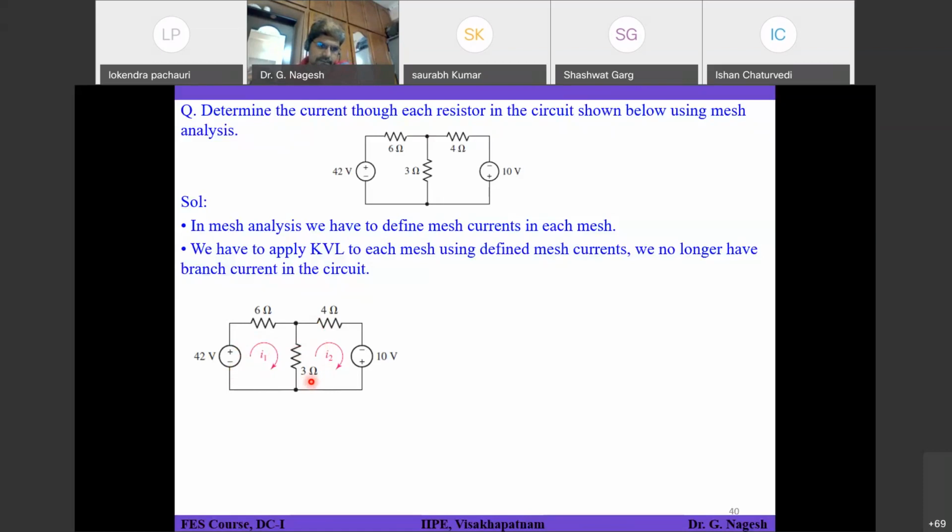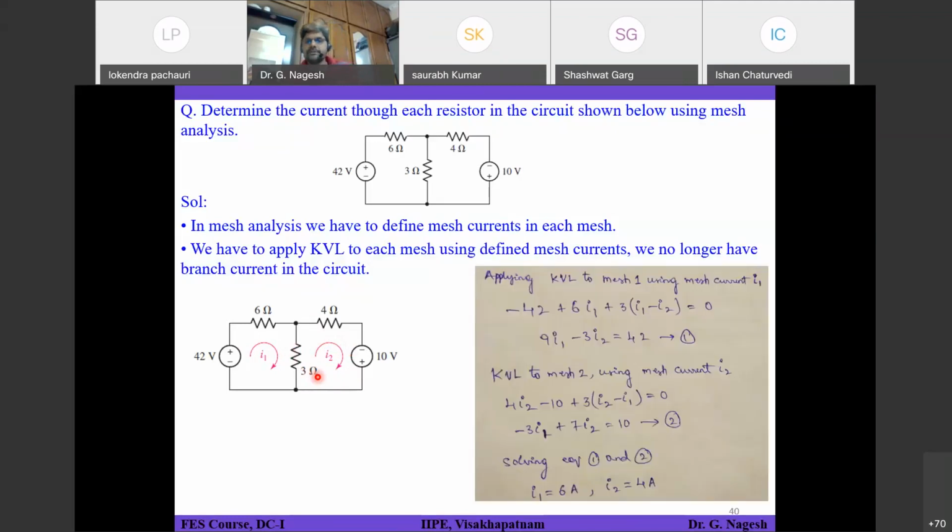Start at this point. Starting at this bottom point, 3 into I2 minus I1, because you are applying mesh analysis for mesh 2. So I2 will be considered as superior. That means this is the superior one. So you will consider 3 into I2 as positive, minus I1, plus 4 I2, minus 10 is equal to 0. So that should be your expression.